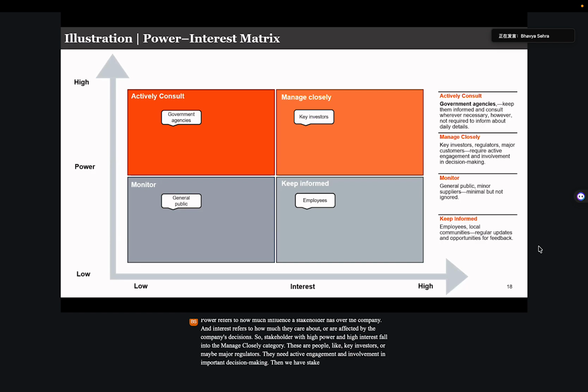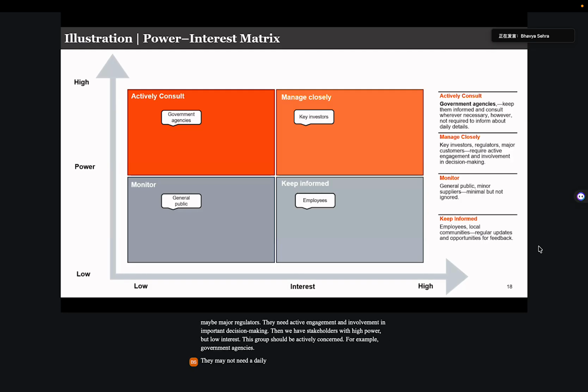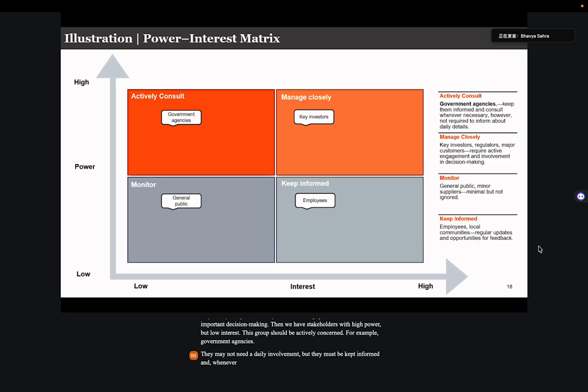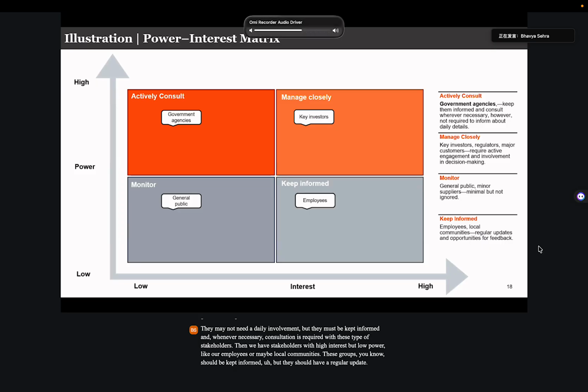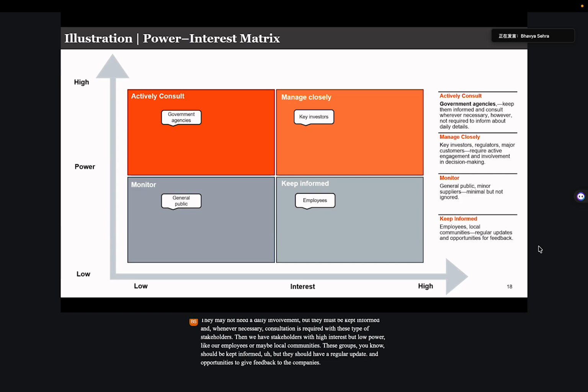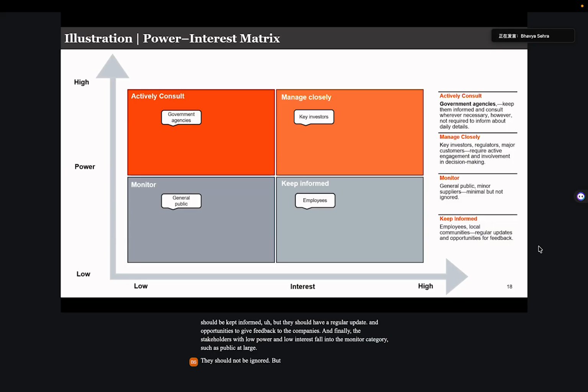Then we have stakeholders with high power but low interest. This group should be actively consulted. For example, government agencies. They may not need daily involvement, but they must be kept informed, and whenever necessary, consultation is required. Then we have stakeholders with high interest but low power, like employees or local communities. These groups should be kept informed, with regular updates and opportunities to give feedback to the companies. And finally, stakeholders with low power and low interest fall into the monitor category, such as the public at large. They should not be ignored, but they do not require intensive engagement.